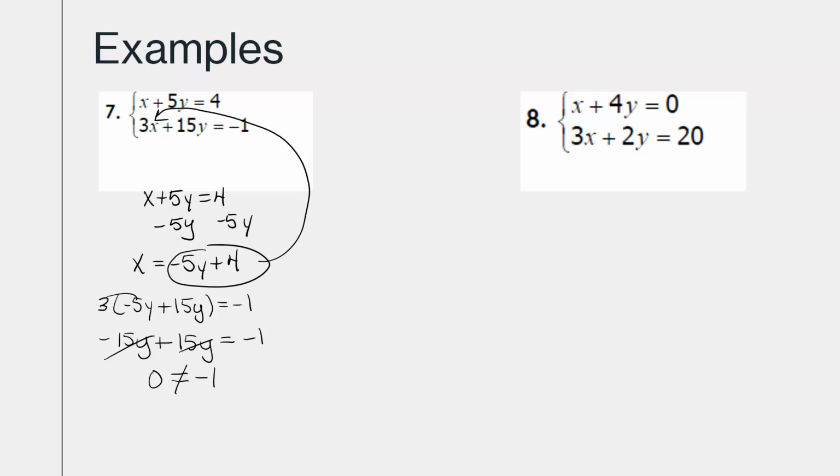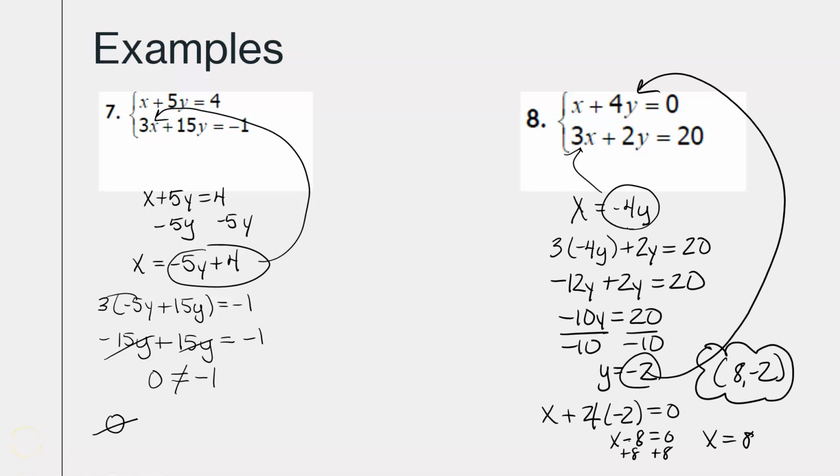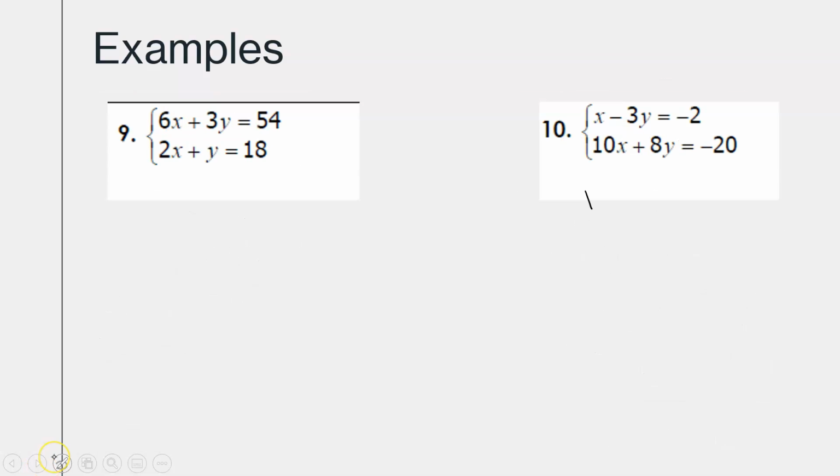So when it looks like this, your variables are canceled, and whatever is on either side of the equal sign is not equal, you have no solution. Okay, why don't you go ahead and try number 8. Okay, for number 8, you should have gotten the ordered pair 8, negative 2. All right, let's go do number 9.